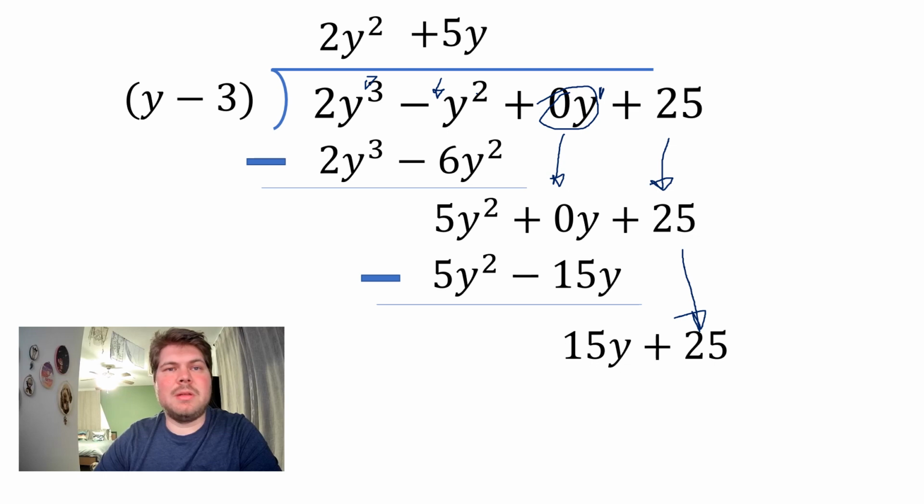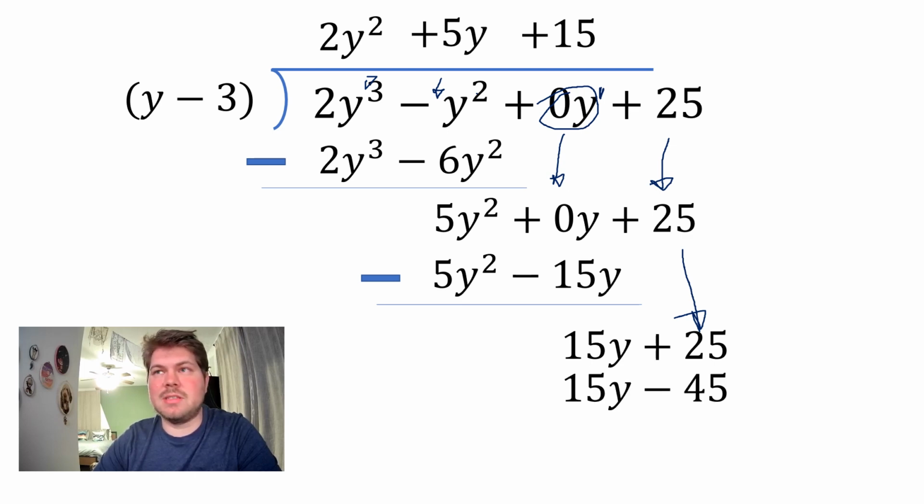Now we want to think, how many times does y minus 3 go into 15y plus 25? And we know at least the first term, it's going to be 15. So when we multiply 15 times y minus 3, that gives us 15y minus 45. We subtract that, again it's plus plus, and that gives us 70.